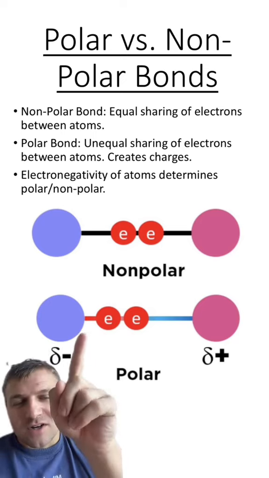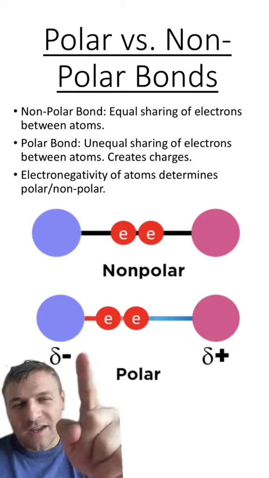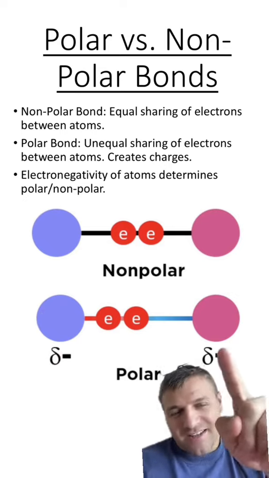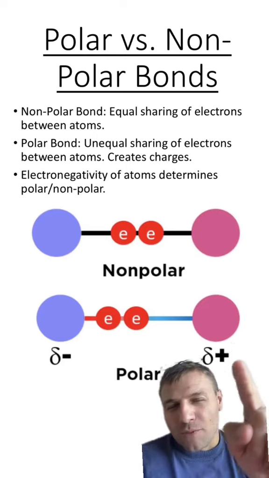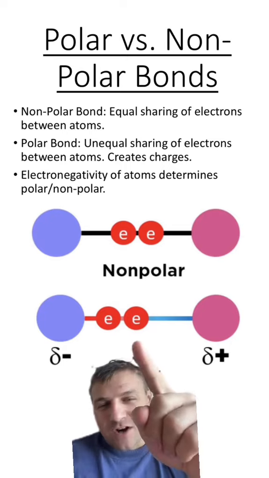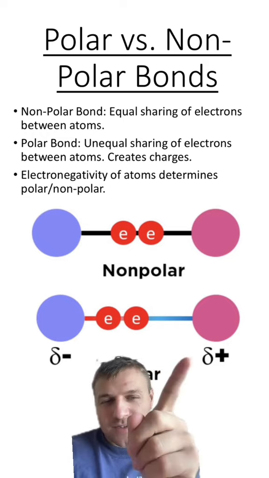Since these electrons are negatively charged, there's going to be a negative charge more around this area compared with this area. That's because this area is not going to have the electrons as much, which means it's going to be just a little bit more positive. So since these electrons are being shared unequally and they're on this side a little bit more, we're going to have the negative and positive charges.